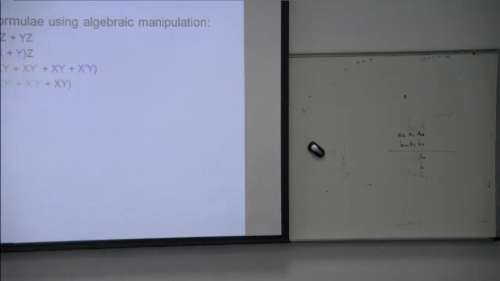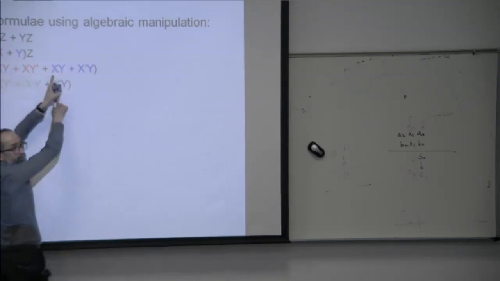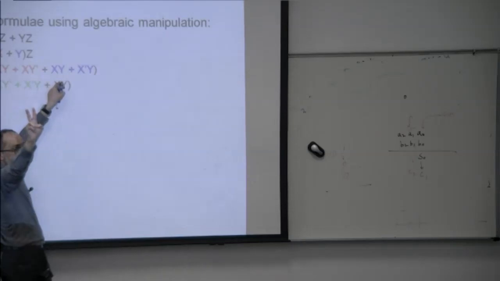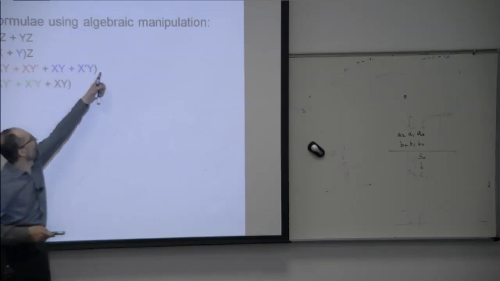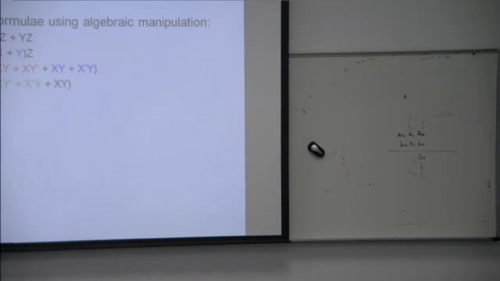Now which term is the common term? xy is common, so I take it only once, and then xy bar plus x bar y. Got it? Where did Z go in the third equation? Oh, Z is here. I'm sorry. And how did we get x bar plus x y bar?